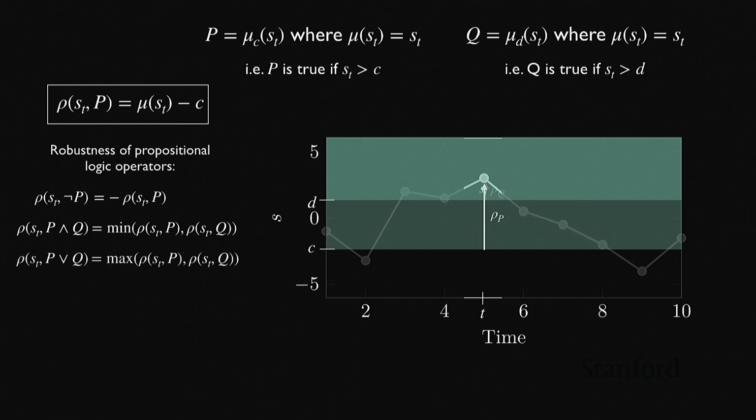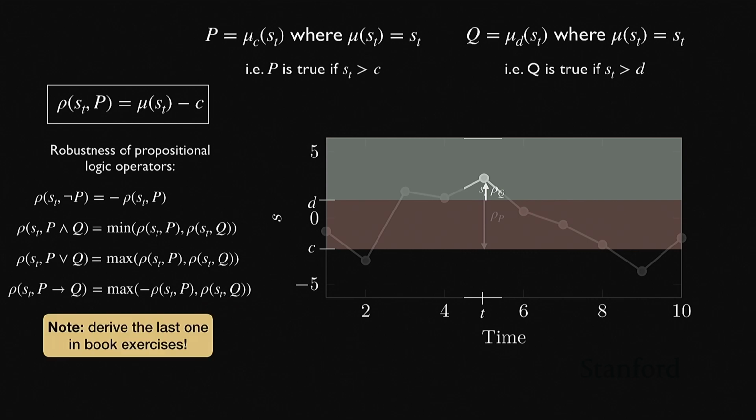Okay, so you might be able to guess what would happen if we have P or Q. Now we just need one of them to be true. So we don't have to take the worst case anymore, and instead we just switch the min to a max. And then finally we had this implies operator. For this one, I'm not actually going to go over how we get there, but there's an exercise in the book where you'll actually derive this. It's only a couple steps, so I'd recommend checking it out.